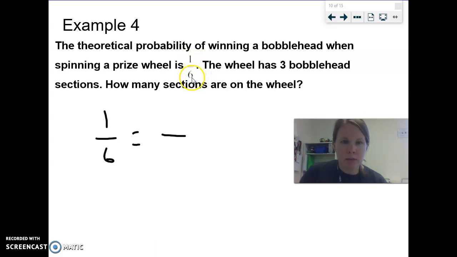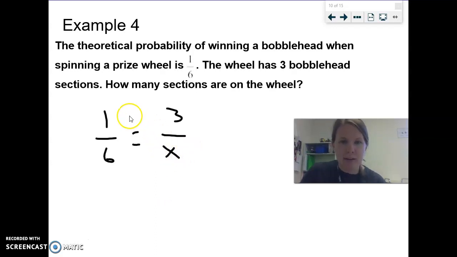And in most of the cases when we've been setting proportions, we've been filling in the other number they give us at the bottom here. Because they'll be like, hey, you spin the wheel 12 times. How many bobbleheads would you win? Well, this time it says the wheel has 3 bobblehead sections. They want to know how many sections are actually on the wheel. So this 3 is going to go at the top. So I actually want to figure out what's on the bottom here.